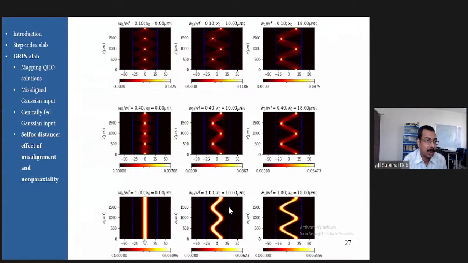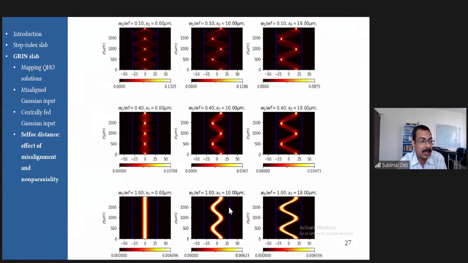There's a slight misalignment, about 10 microns, for the second column. Well, I should have specified this earlier. The width of the waveguide that we are considering is 62.5 microns. So I've shifted the input beam by 10 microns from the center in this second column. And in the third column, it is an extreme misalignment where the input is being fed at 18 microns from the center. So it is very close to the edge of the parabolic profile. The edges of the parabolic profile have been marked with the blue lines.